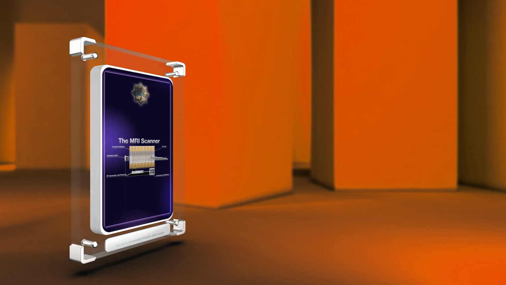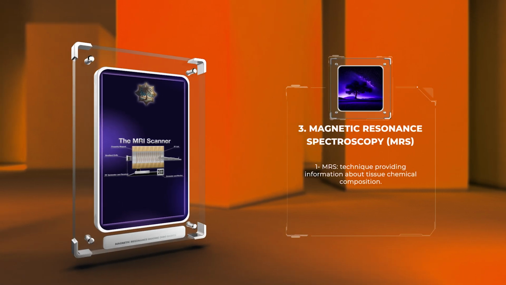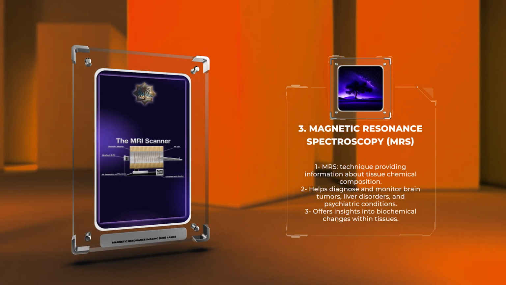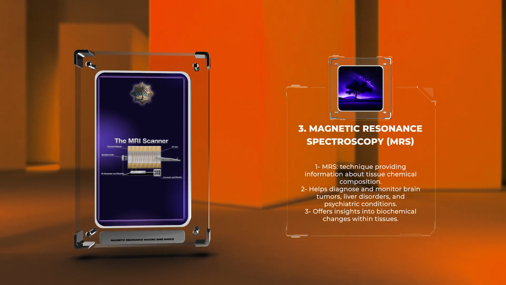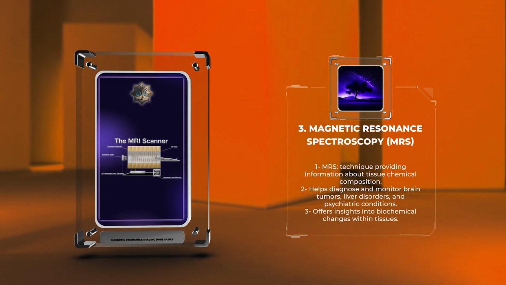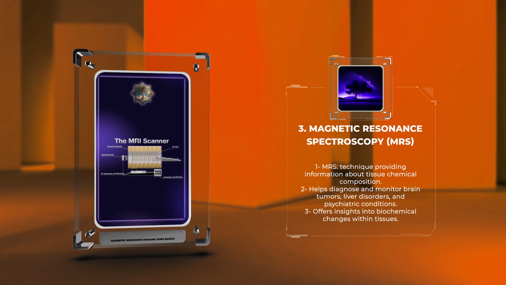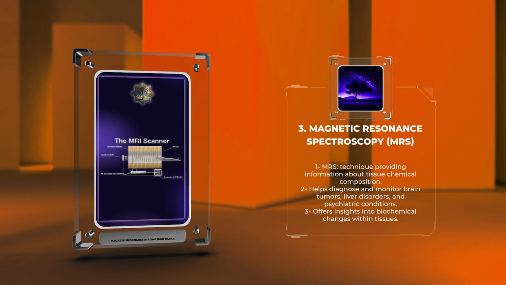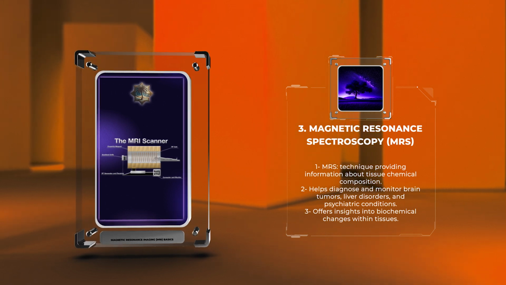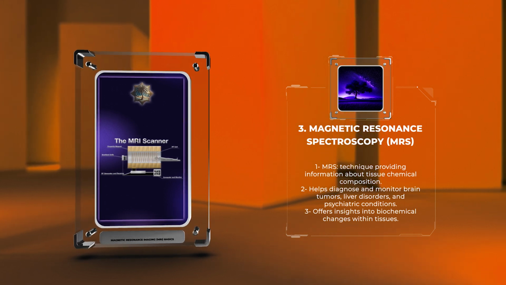Magnetic resonance spectroscopy, MRS, is a technique that provides information about the chemical composition of tissues. By measuring the levels of specific metabolites, MRS helps in diagnosing and monitoring diseases like brain tumors, liver disorders, and psychiatric conditions. It supplements traditional MRI by offering insights into the biochemical changes occurring within tissues.